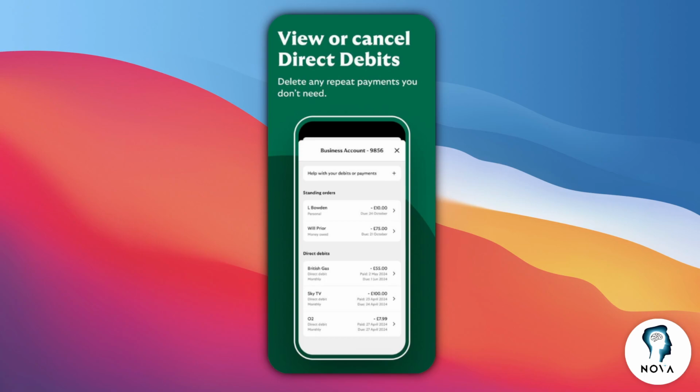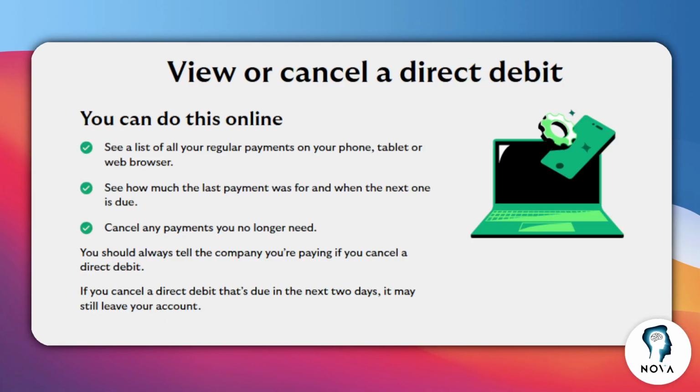Although the direct debit has been cancelled with your bank, Lloyds recommends that you also contact the company that you're paying to let them know that you've cancelled the payment instruction, as mentioned here. This can help prevent billing issues or disputes in the future.